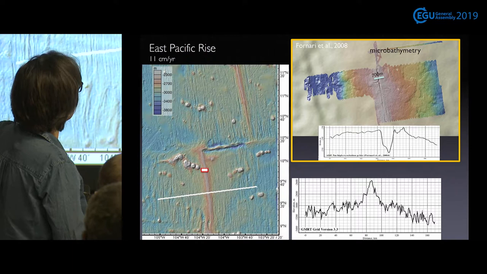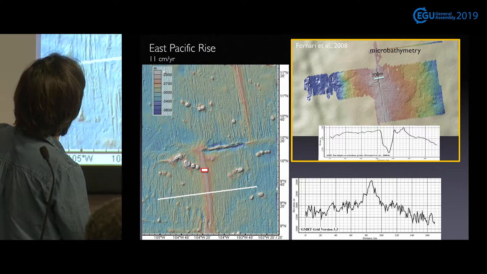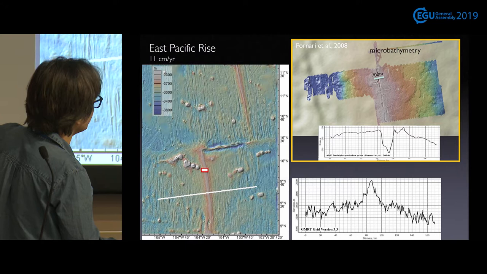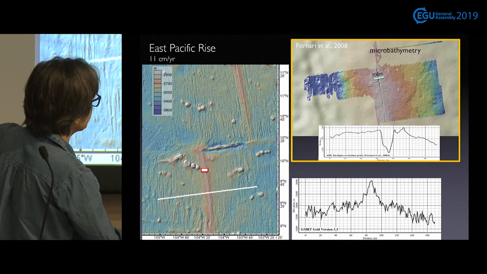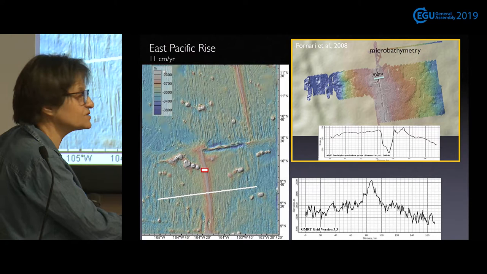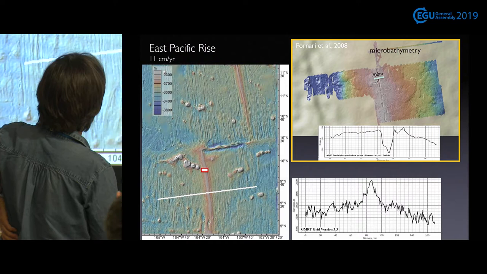So what I'm looking at is the fast-spreading East Pacific Rise, and I'm showing you a section that I made with GeoMapApp, and you can see how the ridge is high. You see 2,600, 3,000, so you really have 400 meters of relief. And then of course it goes down because of the subsidence with the cooling with age of the plate. And I can do a focus on this part here.